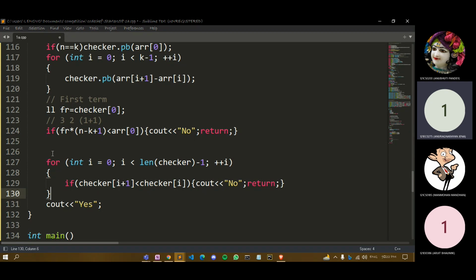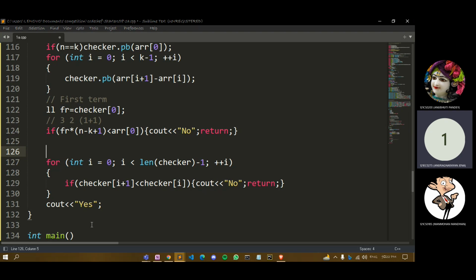This code is only for checking whether the array you have stored, whether the vector you have stored, is sorted or not. If it is sorted, then it will come here and print yes. If it is not sorted, it will break and print no. I hope the solution is clear.